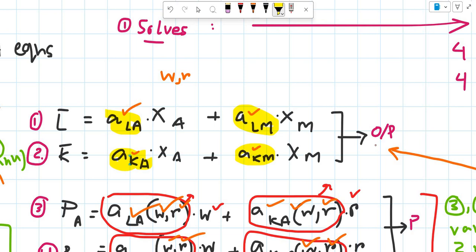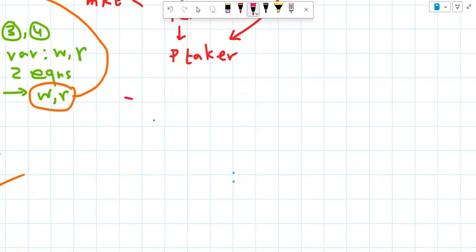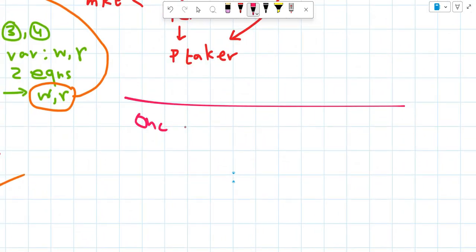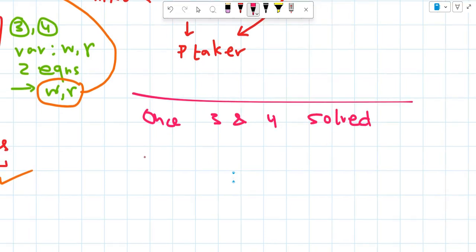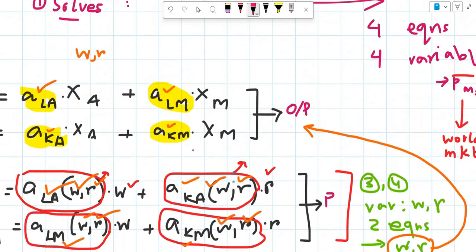So once you solve, I'm repeating this time and again: once equations 3 and 4 are solved, if you look at equations 1 and 2, input coefficients are constant. Then what is left?